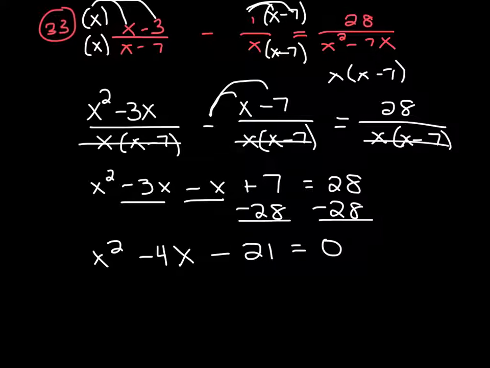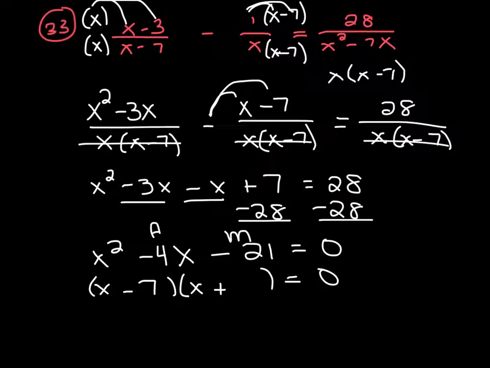Now from here, I'm just going to factor this. So I'm going to put an x in the first spot in each parenthesis, and two numbers that multiply to negative 21 and that add to negative 4 would be negative 7 and positive 3. So now when I make my t-chart to solve, I wind up getting x equals 7 and x equals negative 3.